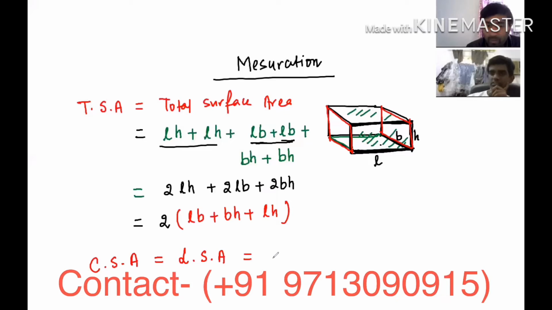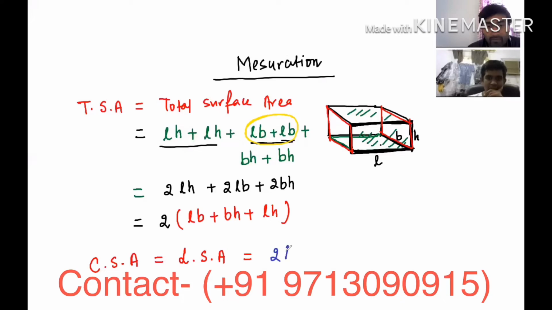If we are talking about lateral surface area, we are going to leave the top and the bottom. The top and the bottom part is the LB part, because the bottom part is length into breadth and the top part is also length into breadth. So we are not going to include this one. Is it okay, Rohit? Yes.